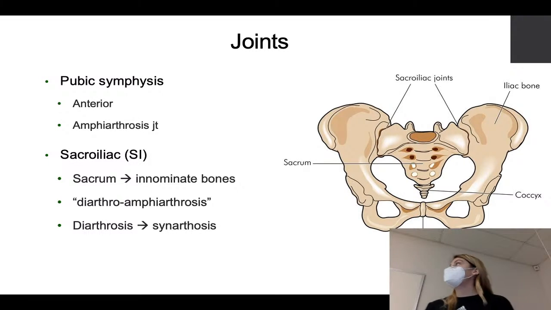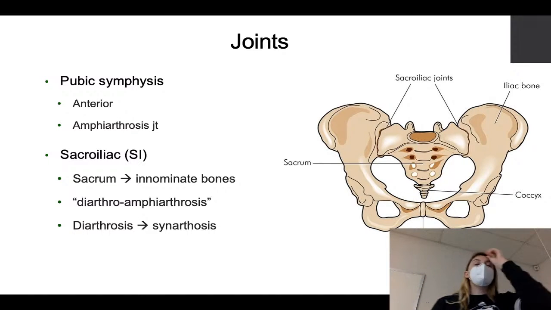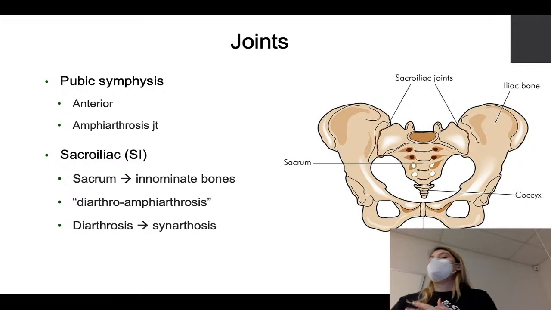So the pubic symphysis is going to be anterior. So that is where our two innominate bones are going to connect anteriorly. So right where our two pubic bones will connect, we have this piece of kind of fibrocartilage, and that is our pubic symphysis. So here you can see our two innominate bones, the pubis, and then we have this connector cartilage piece. So that is where it's connecting in the front.